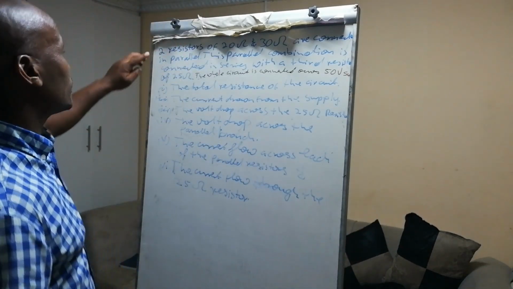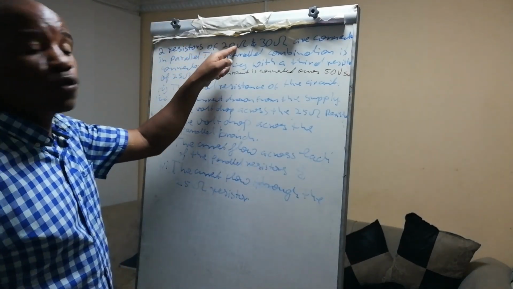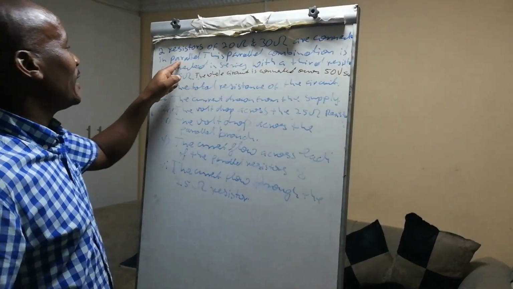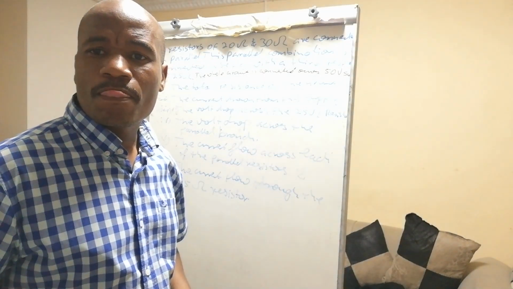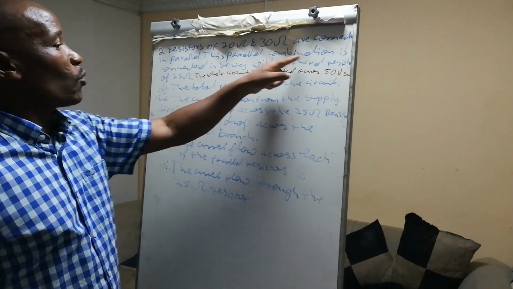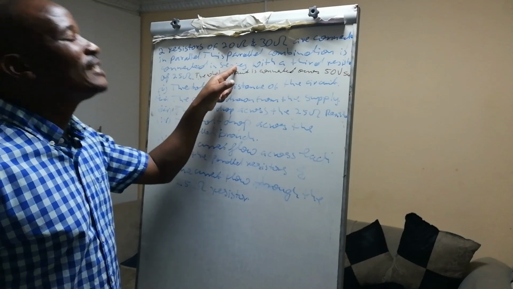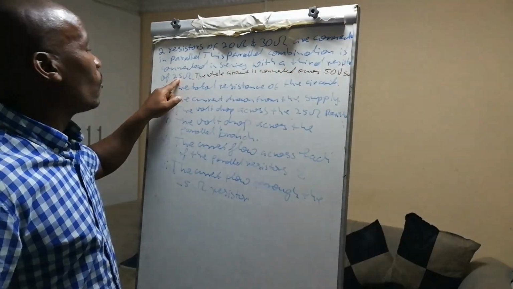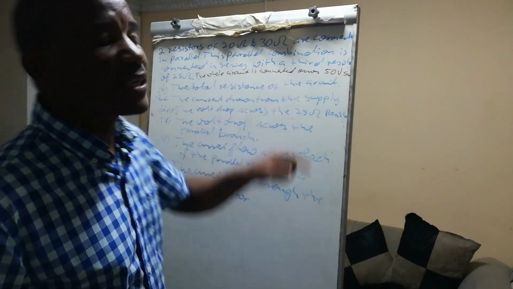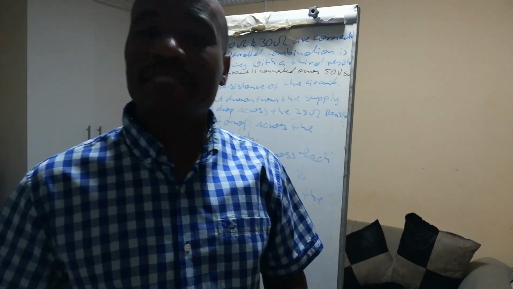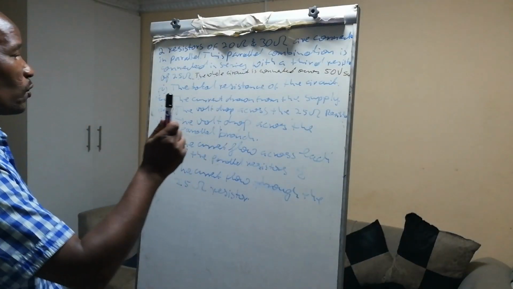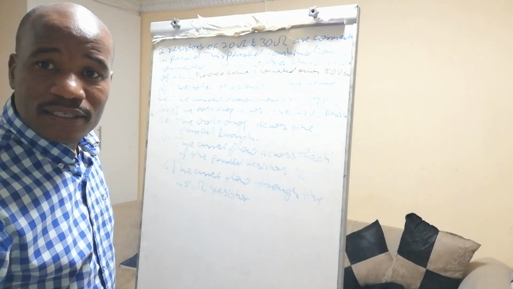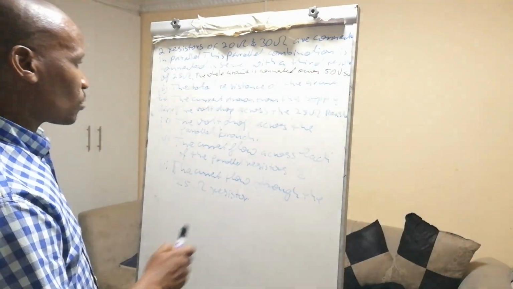It says two resistors of 20 ohms and 30 ohms are connected in parallel. And this parallel combination is connected in series with a third resistor of 25 ohm. Now, the whole circuit is then connected across a 50 volt supply. Determine the following: the total resistance of the circuit.